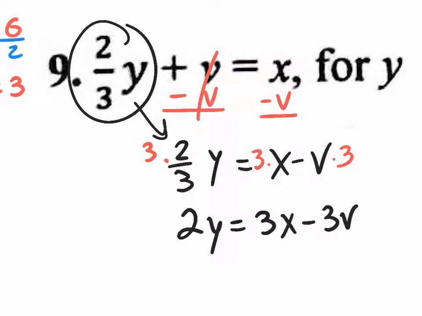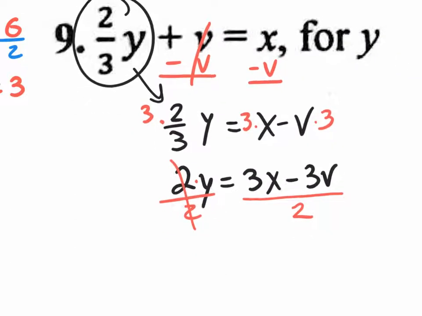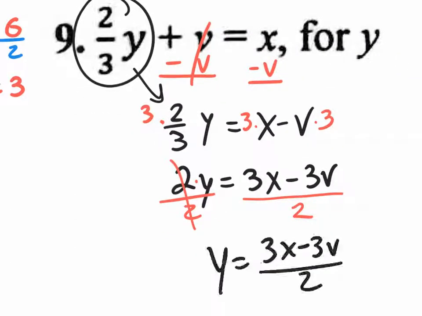Now for my final step, I need to get rid of the multiplication of 2 right in front of the y by dividing by 2 and dividing this whole thing by 2. Now I could divide the 3x by 2 and the 3v by 2. In other words, I could take this divisor of 2 and split it to both first and second term. Or you could just leave it like that. Either way is fine. I would just leave it like that. So my final answer is y equals 3x minus 3v over 2.